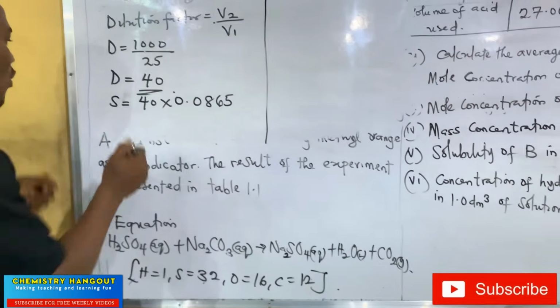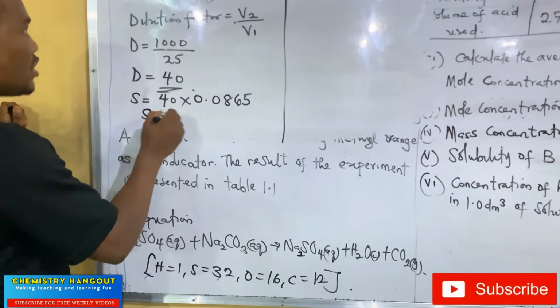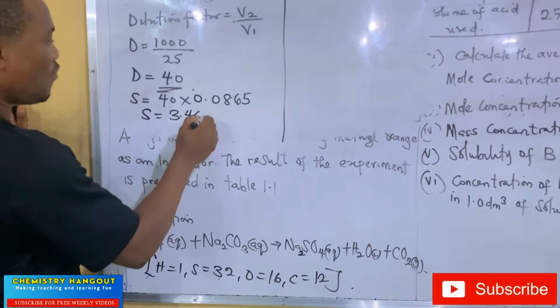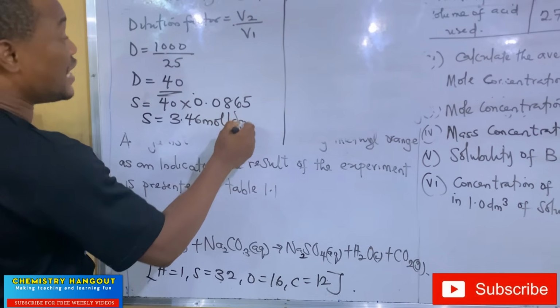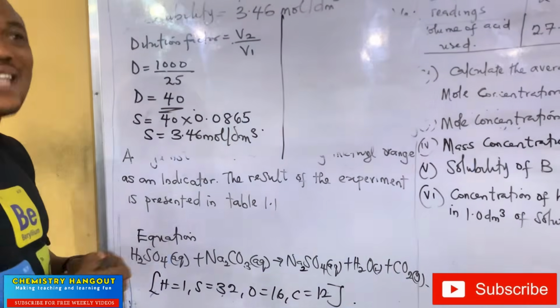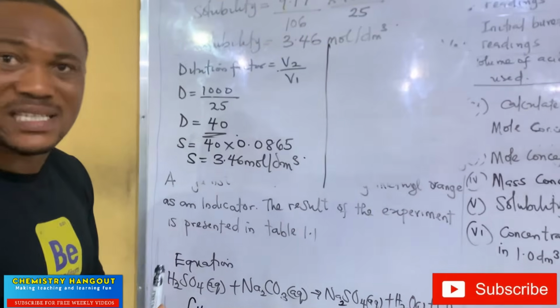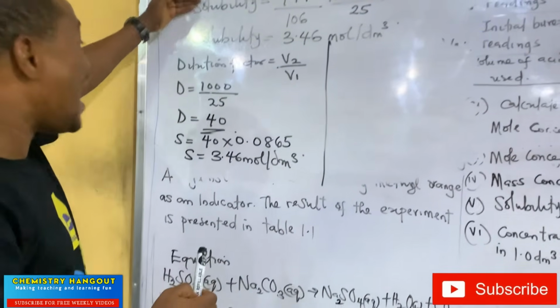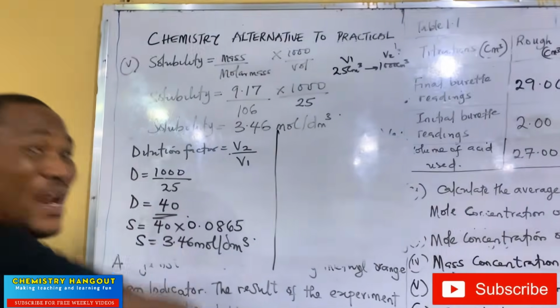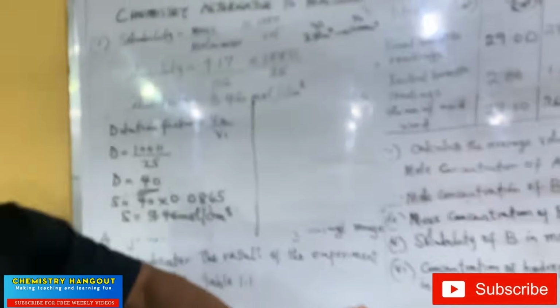So that will be what? The solubility will be what? 3.46 mole. I'm just solving it like this so that you will understand that all the formulas we give here are important and you need to know them. I can solve like this, I can still use another method, but let me save you the stress.